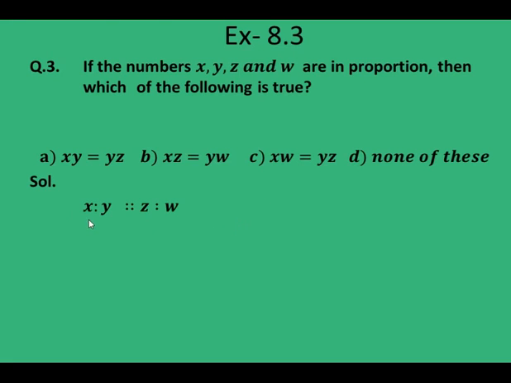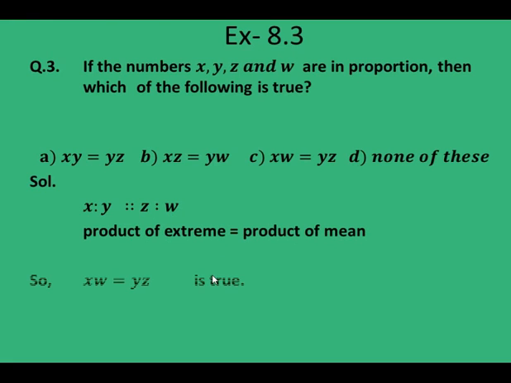So here we can write them x is to y, proportion z is to w. So product of extremes equal to product of means. So we have got xw equal to yz, and that is true. So our C part will be true.